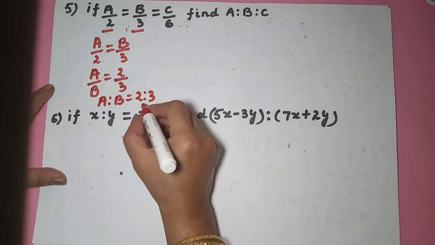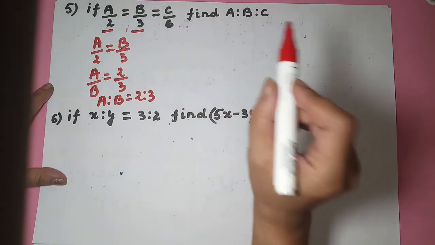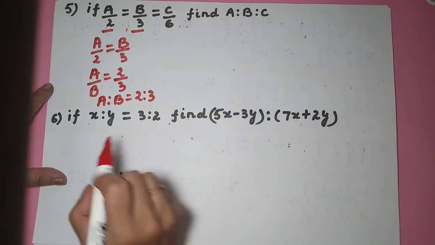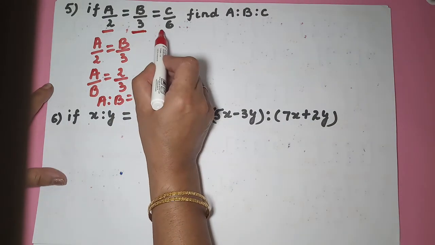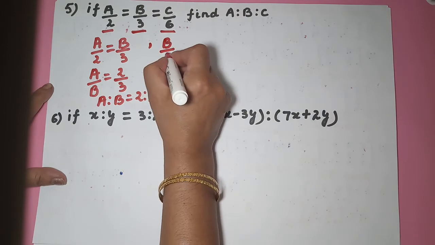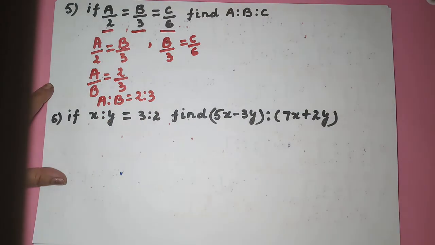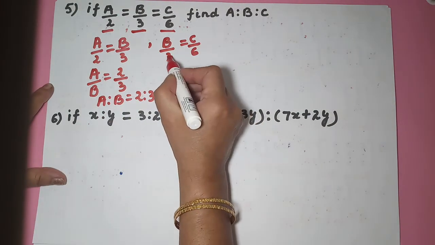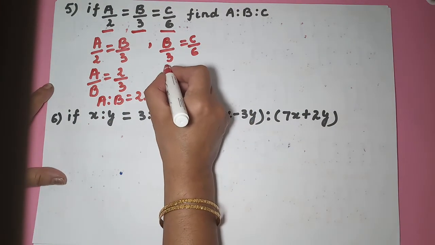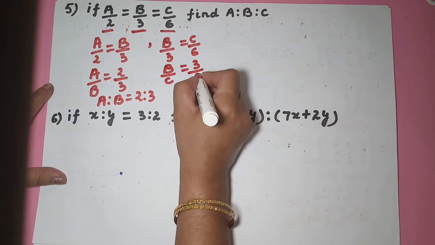See, we are trying to convert this into the previous model so that we can write a is to b and then b is to c. Similarly, now we will compare this and this. If I have b upon 3 equal to c upon 6, what will I do with this? I'll shift this c here and 3 here. So I will get b upon c is equal to 3 upon 6.